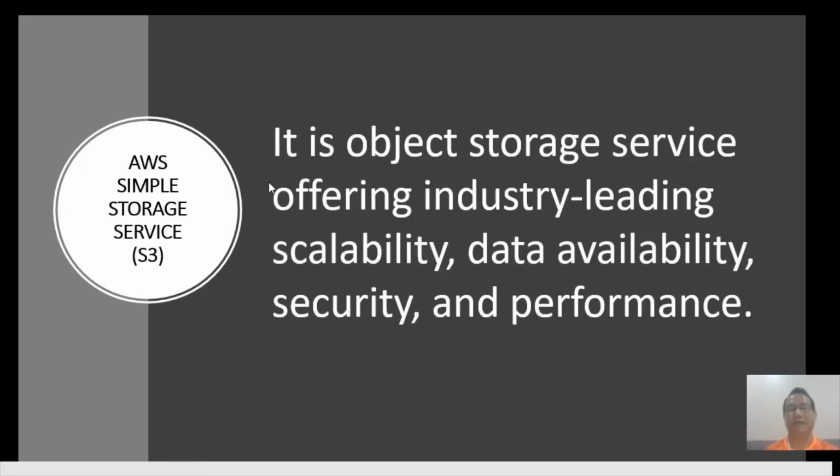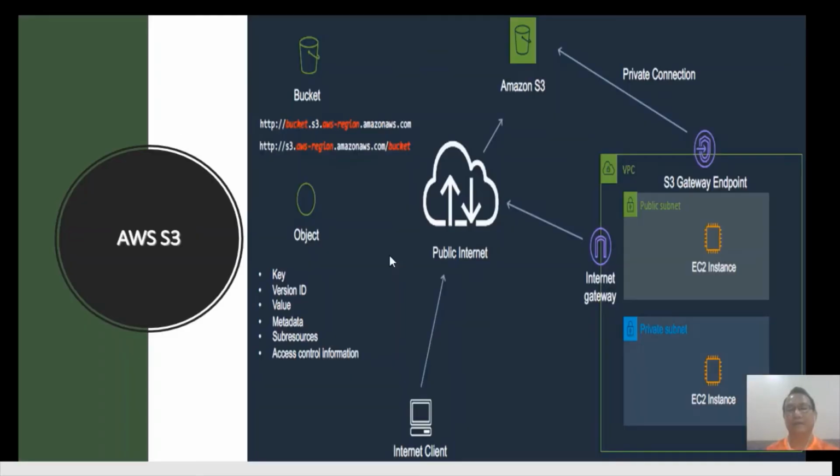Unstructured data, like you can store movies, pictures, text files, your programs. Whatever you want, you can store in the S3 bucket. We'll know what a bucket is, but currently we say that it is stored in S3. This is what S3 looks like.